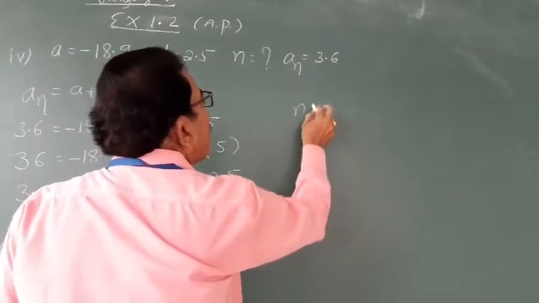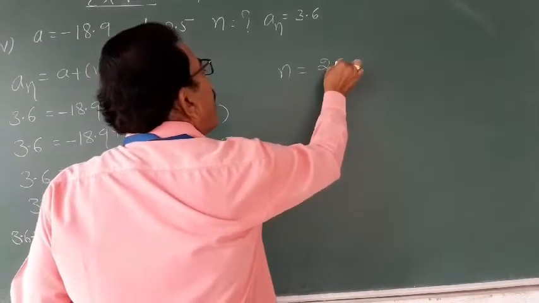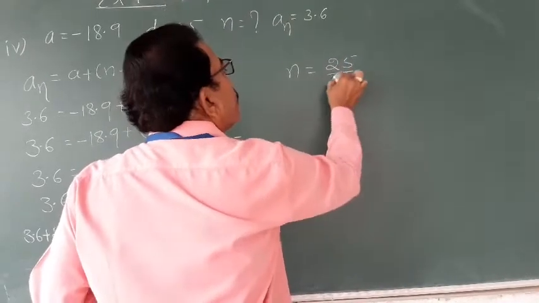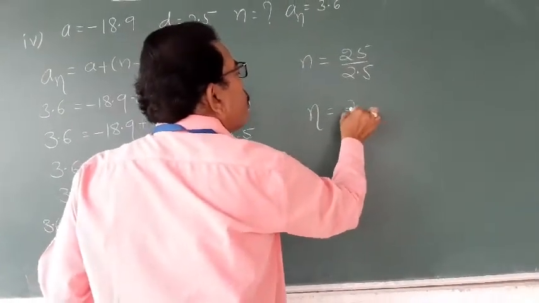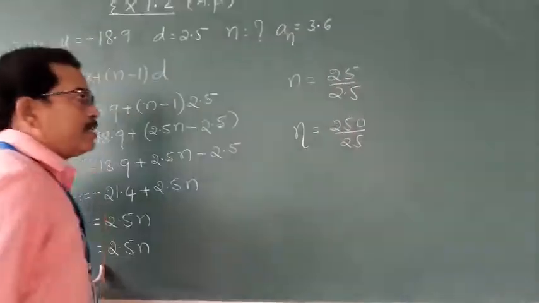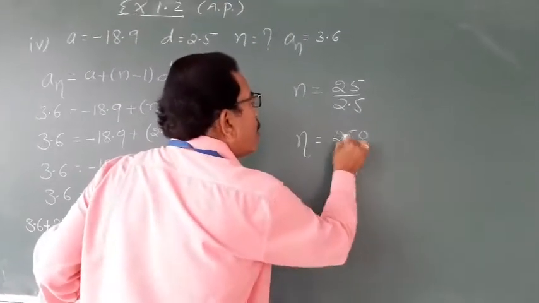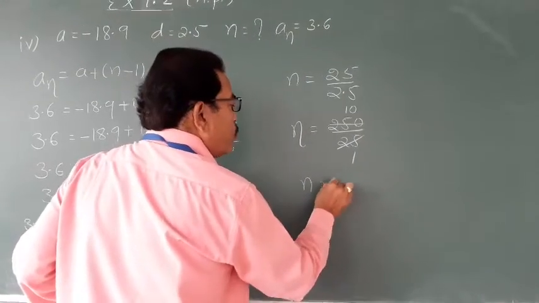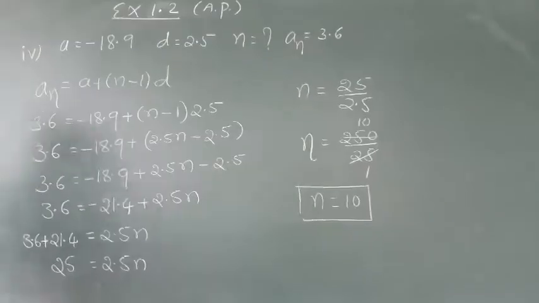Value of n equals 25 divided by 2.5. So n equals 250 divided by 25, the decimal is removed. 25 ones are 25, 25 tens are 250. So n equals 10. The value of n is 10.